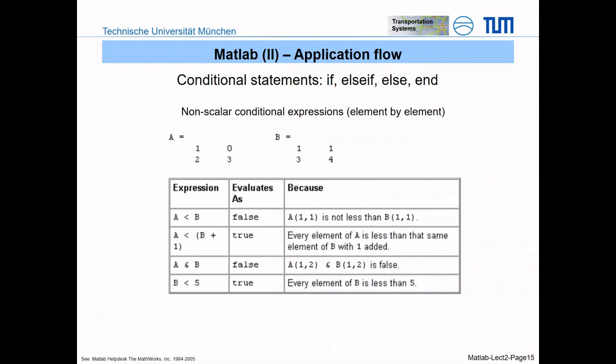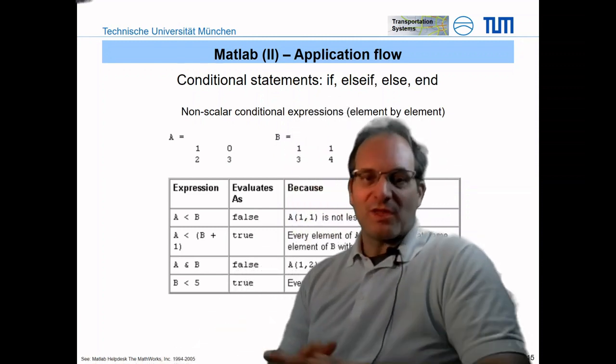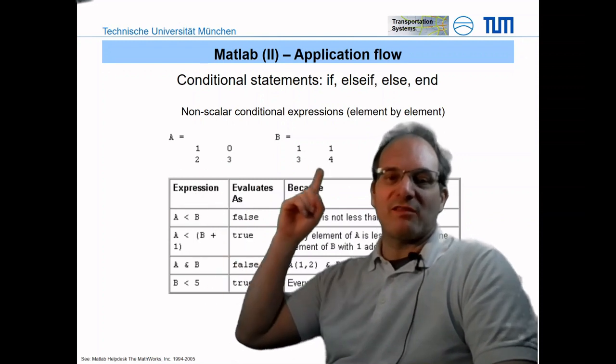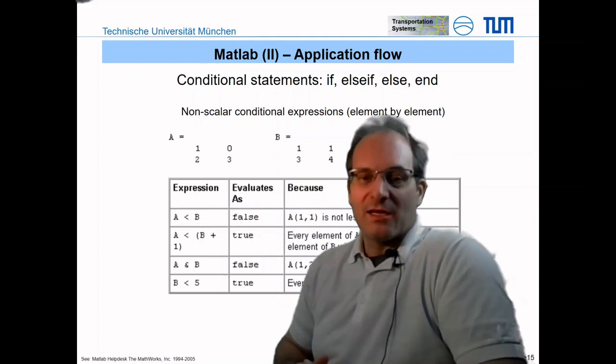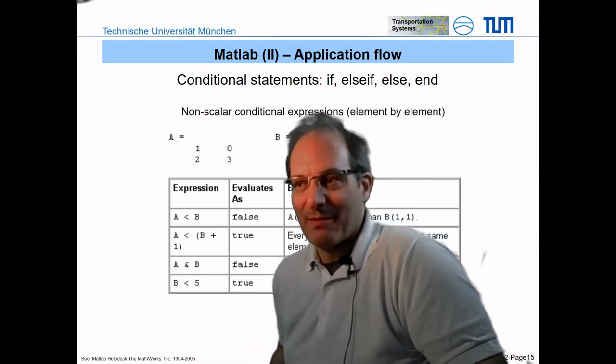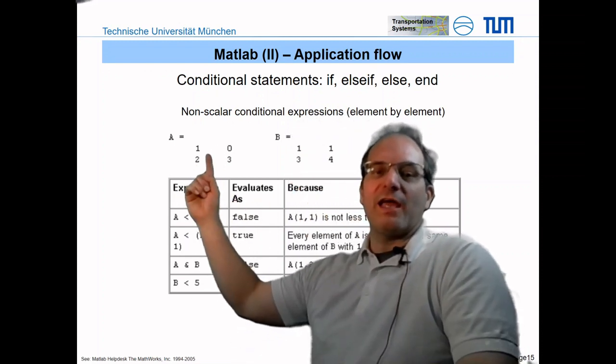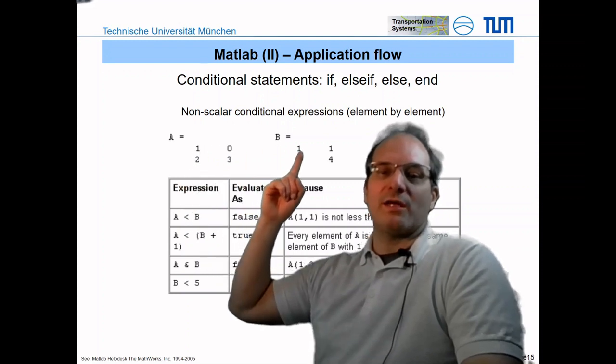Matrix comparisons are always comparisons element by element. So this means the dimensions must fit, and it always compares the element at index 1, 1 with the element of index 1, 1 of the second matrix, and so on. So let's have a look onto these matrices. We have the matrix A and the matrix B. Matrix A is this, matrix B is this. And if we now compare A is lower than B, what will happen? It will compare: is 1 lower than 1? No.